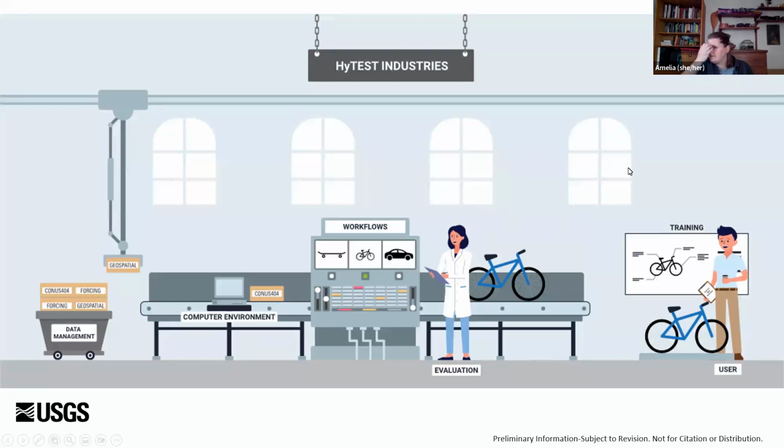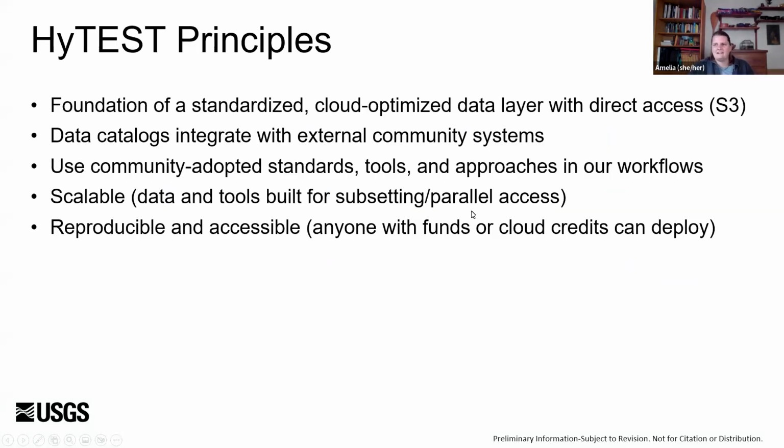So I'm going to dive into each of these components a little more just to talk about exactly how we're implementing these. Oh, actually, before I do that, there's some founding principles I think that sort of get at the core of what we're trying to build. So we're starting with a foundation of standardized data that's in a cloud optimized format with direct access. So that's something like S3. Once we have the data stored there, we want to build data catalogs that can integrate with our external community systems. We want to use community adopted standards, tools, and approaches in our workflows as much as possible. We don't want to build our own tools and approaches.